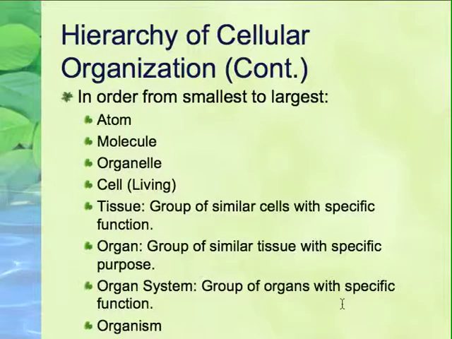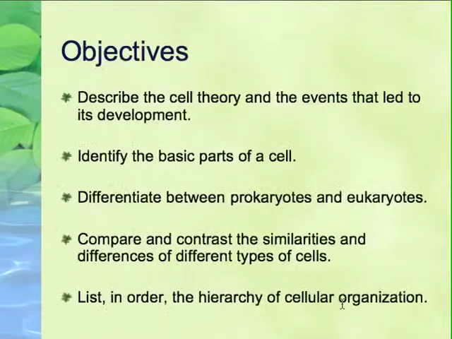Cells that work together to form a particular function is a tissue. Tissues that form a similar structure is called an organ. Organs that work together are called an organ system. And finally, you have an organism.